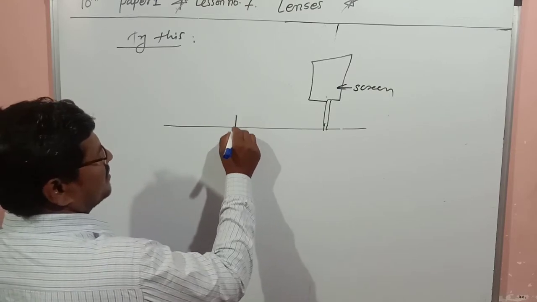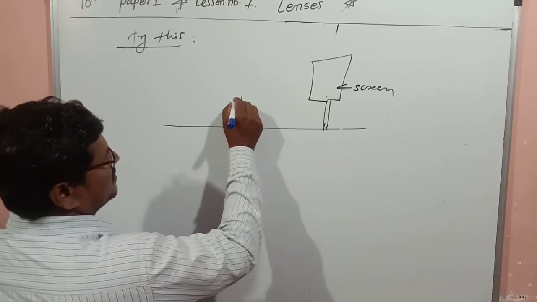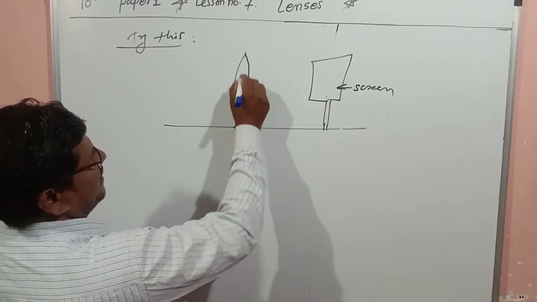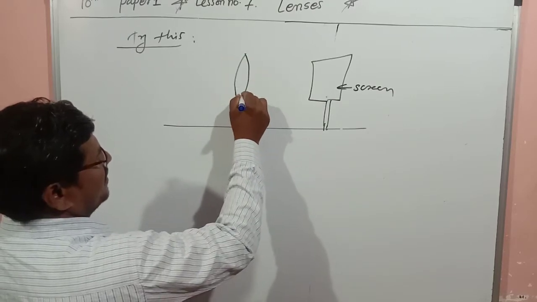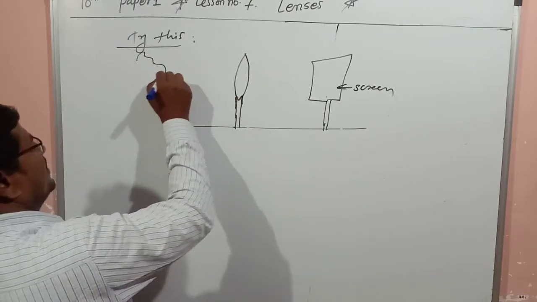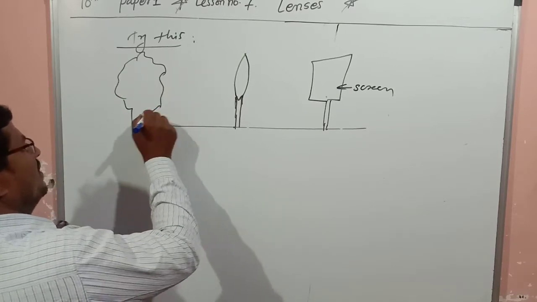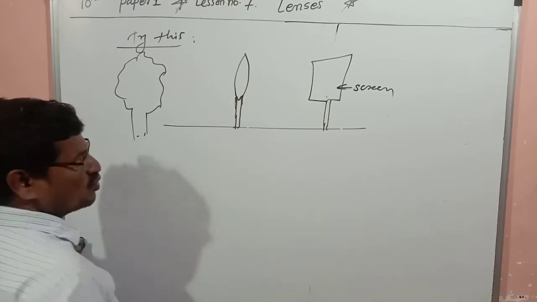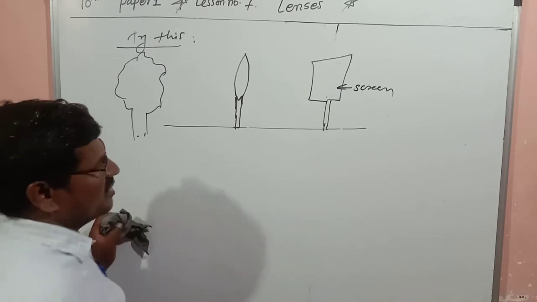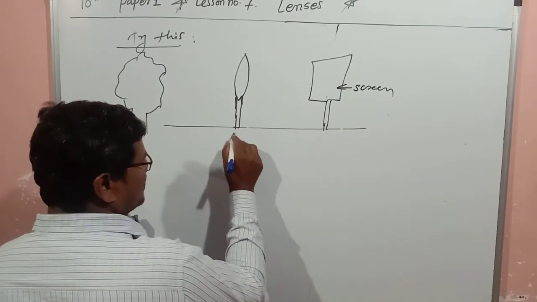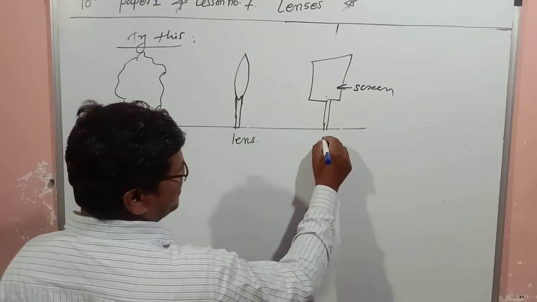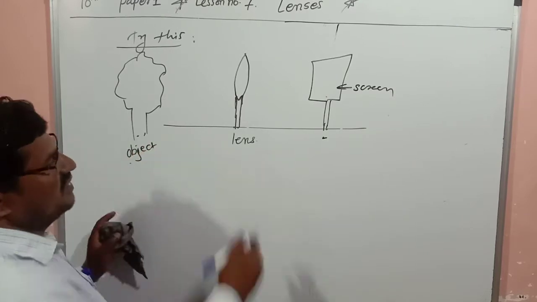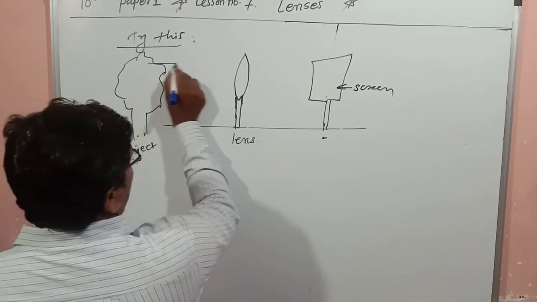Then in the middle you keep a stand, which is the lens stand. Here you fix the lens, and here there will be a tree or something similar as the object. To adjust, there are two ways. One is that you can move the screen towards the lens. This is the lens, this is the screen, and this is the object. Light rays are coming from the object.